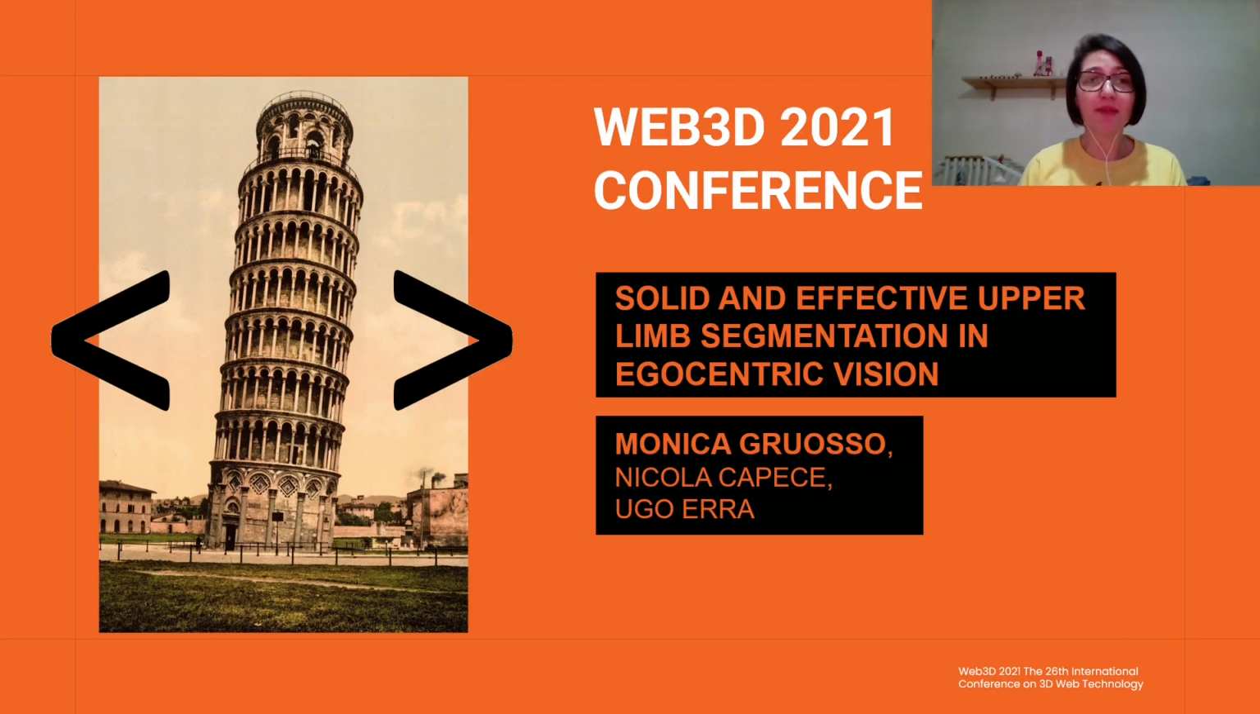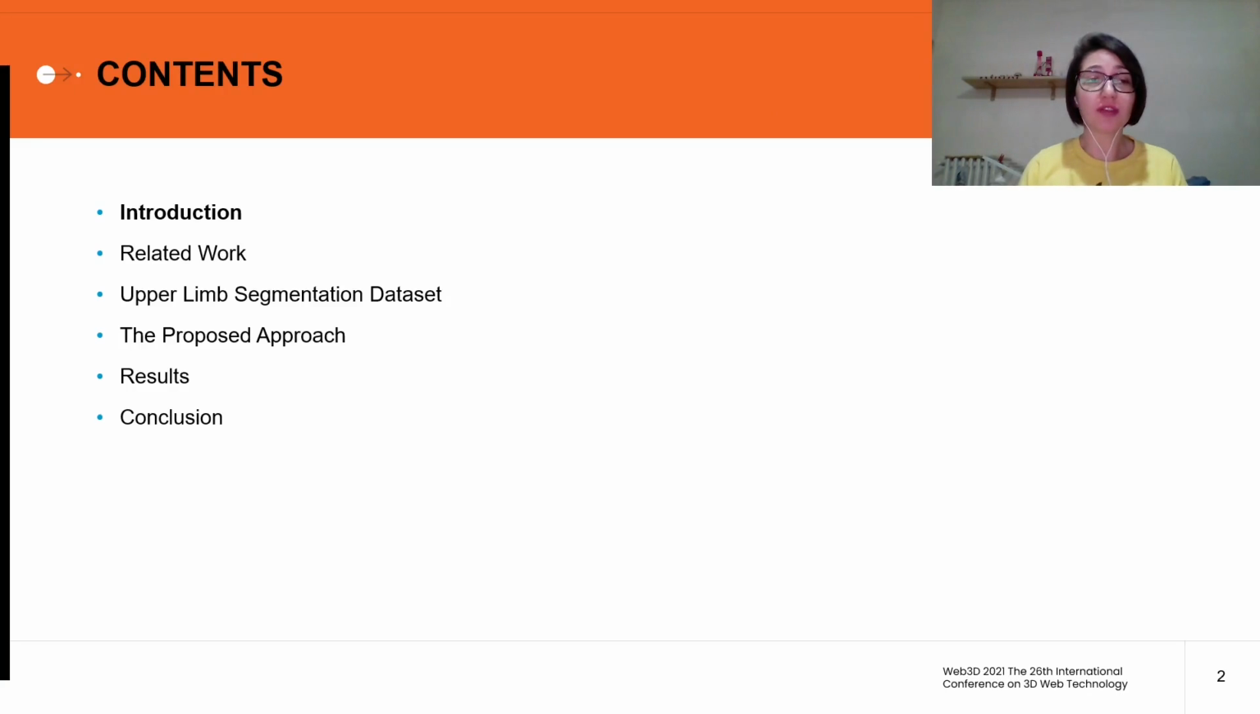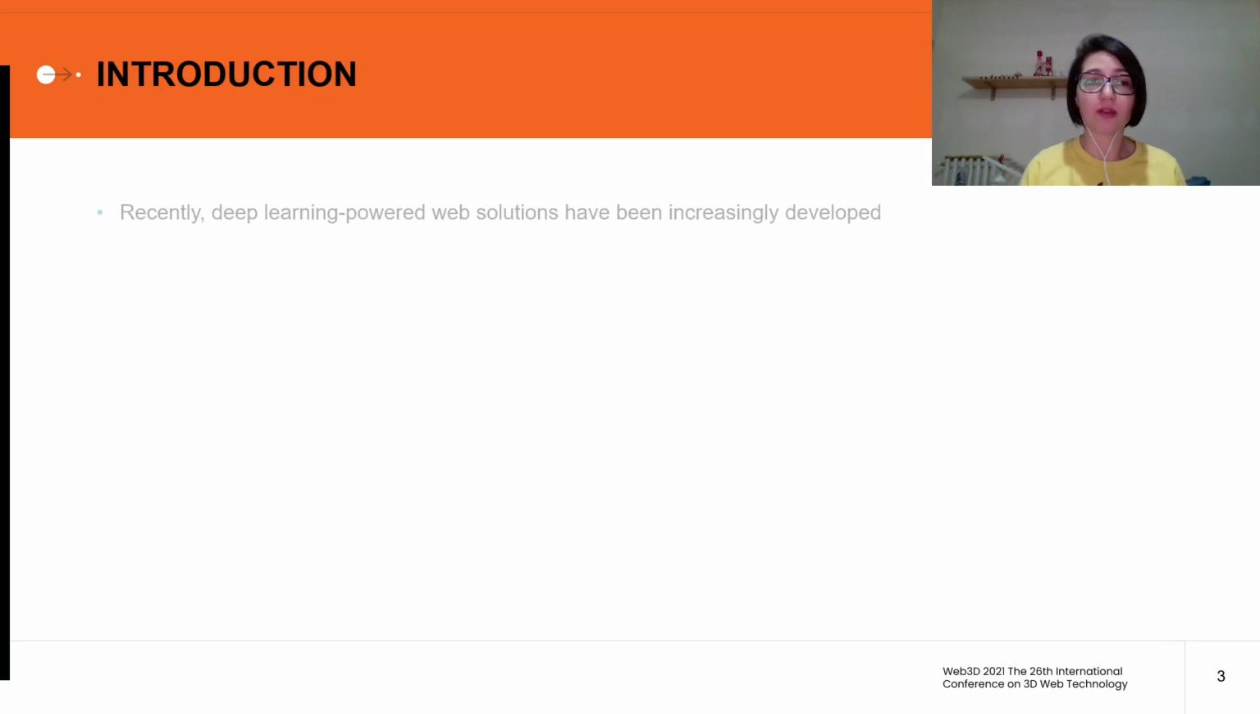Hi everyone, my name is Gruosso and today I will present to you our work, Solid and Effective Upper Limb Segmentation in Egocentric Vision. After a brief introduction and related work, I will discuss the construction of our dataset and the proposed approach. I will show you some of our results, and finally I will summarize conclusion and future work.